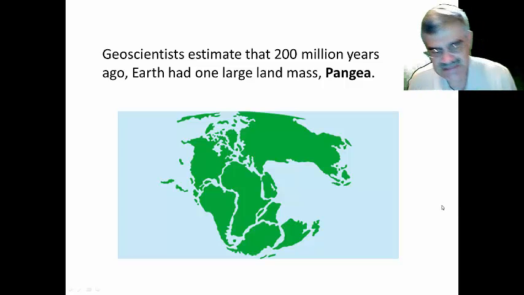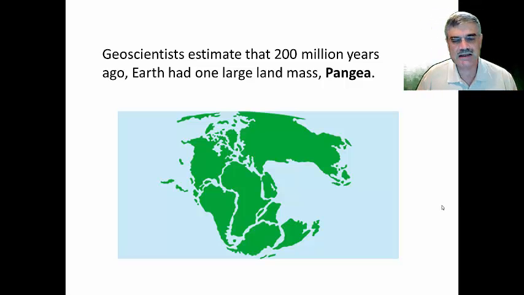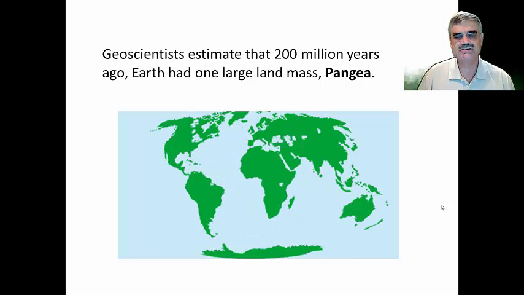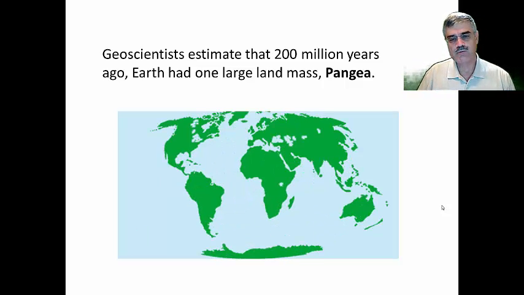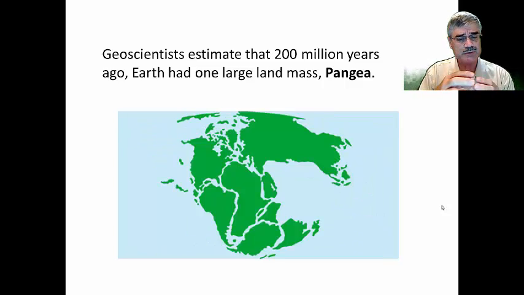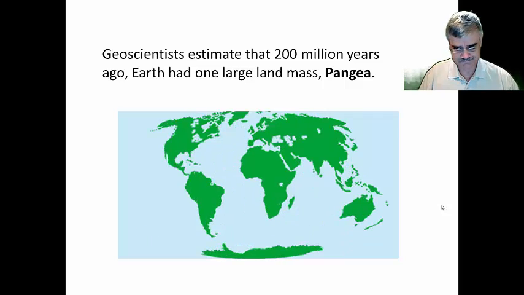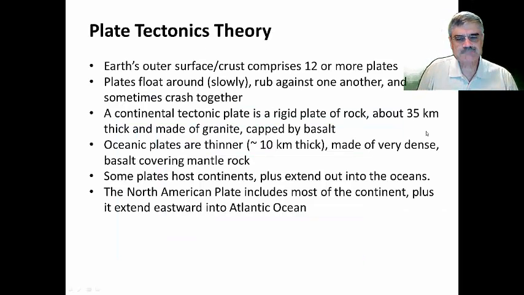So this is the geoscientist's best idea of what Pangaea would have looked like and how all these land masses would have been joined together, and then they would have spread apart over a 100 to 200 million year time period. From this evidence, scientists now, instead of talking in terms of continental drift, talk about a plate tectonic theory.